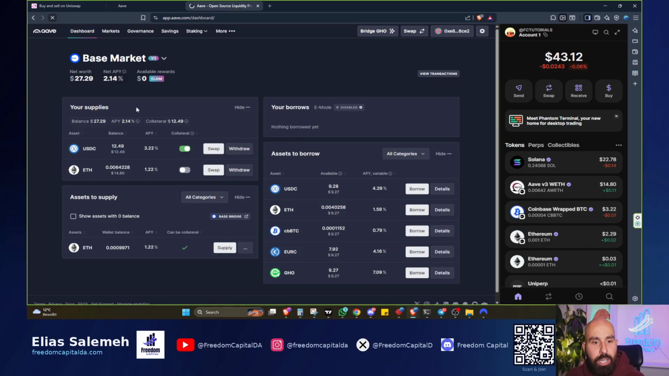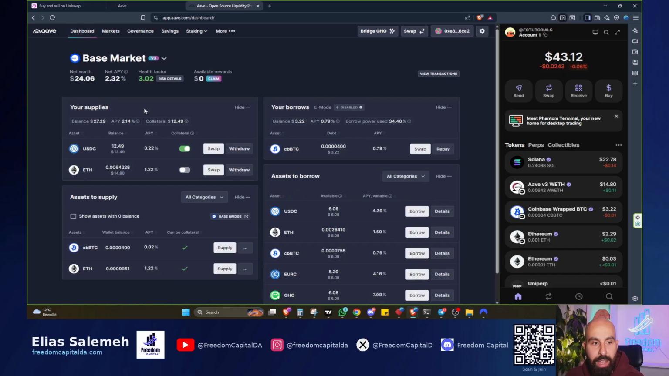And if I refresh here, I think I also see the health factor. So this is my health factor. This is the full dashboard. I have borrowed cbBTC, balance 3.22. This is how much I'm paying in interest. And this is the balance that I have in terms of the assets that are supplied, APY, and the health factor.